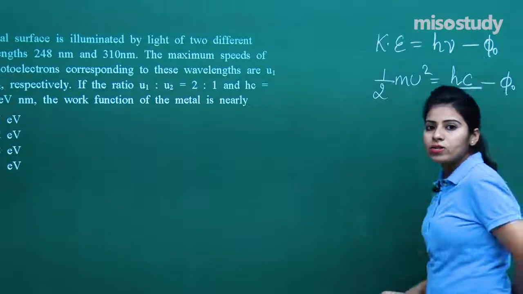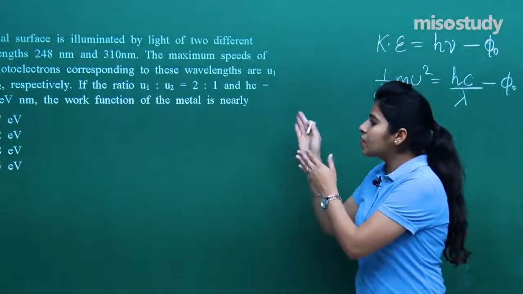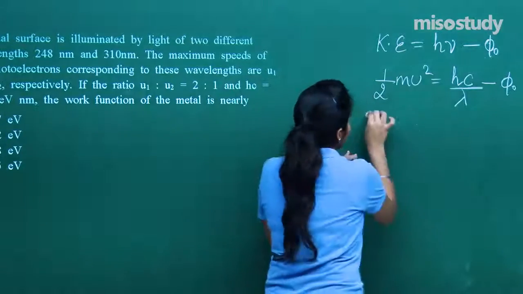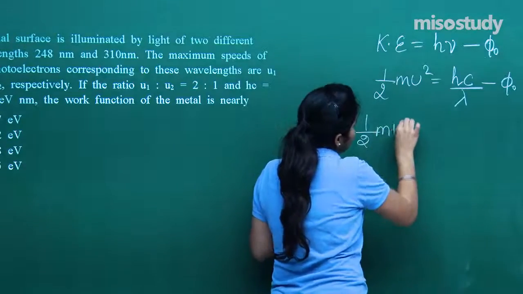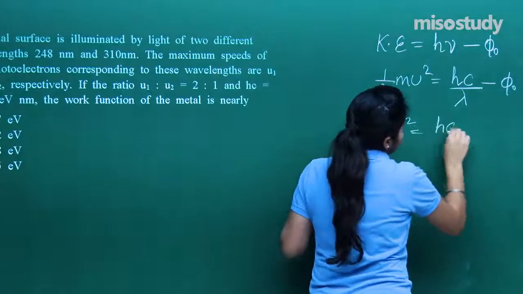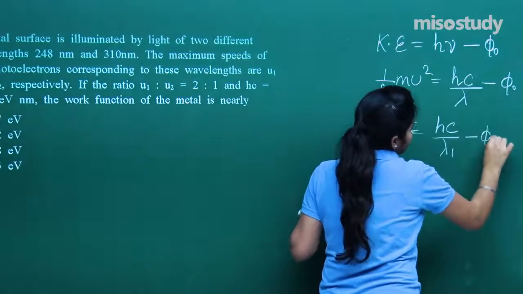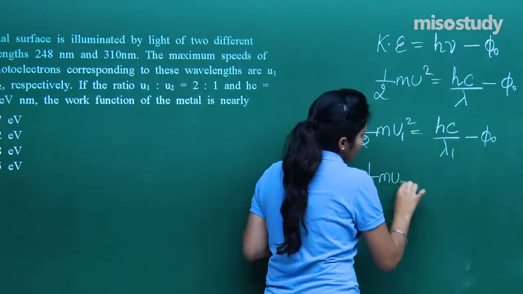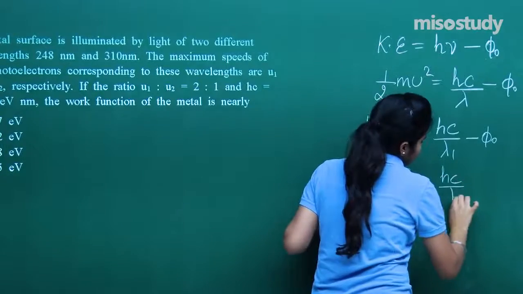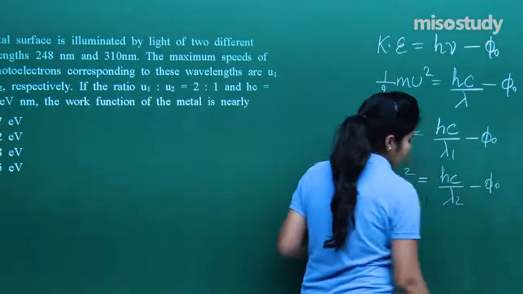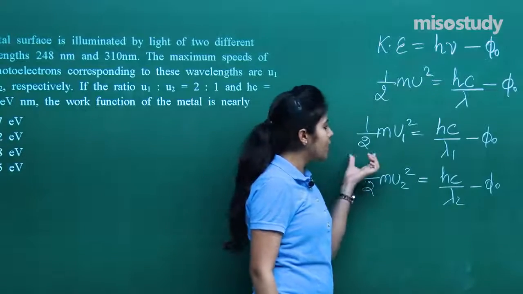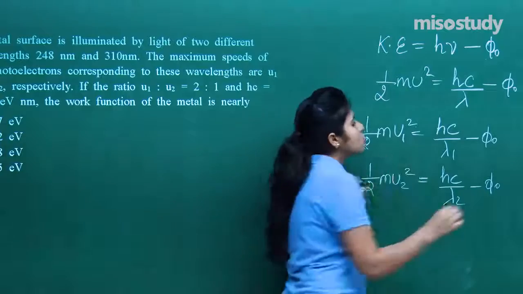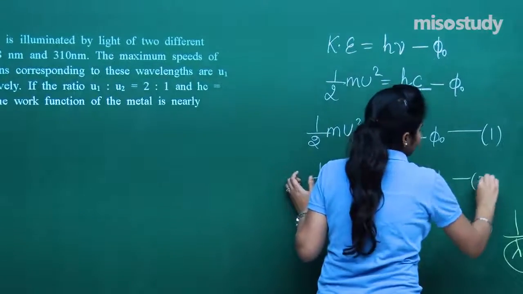Now this is my equation, for different wavelengths and different speeds. Let me just add 1 and 2 over here. So we will be having half m u1 square equals hc by lambda 1 minus phi naught. And for the other one, half m u2 square equals hc by lambda 2 minus phi naught. Now, because the ratio of velocities u1 and u2 has been given, let me just divide equation 1 and 2.